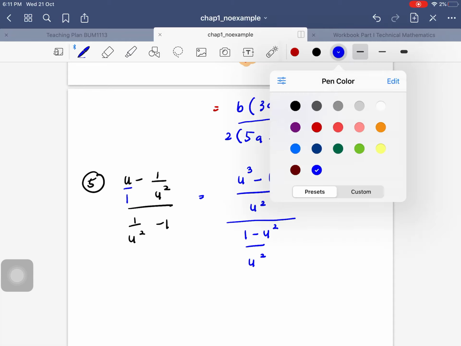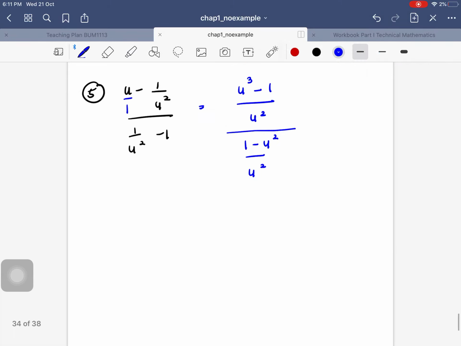Okay, and then I'm going to flip it around because this is a division operation. So this is going to be u cubed minus 1 over u squared. Divide, we know we can change it to multiply, but again this will be flipped around. So I'll end up with u squared over 1 minus u squared. So these two are going to cancel each other. But now at the top I have u cubed minus 1, and at the bottom I have 1 minus u squared. So let's see if we can simplify this.